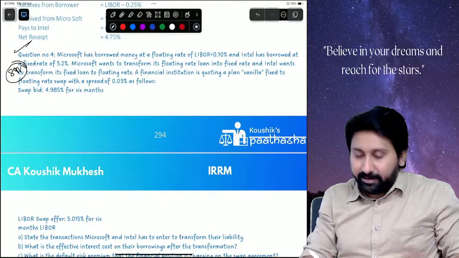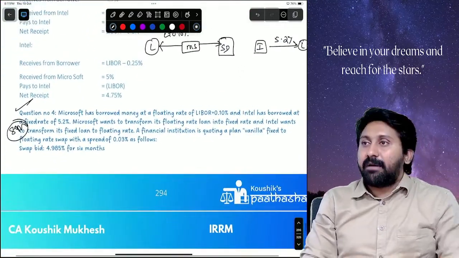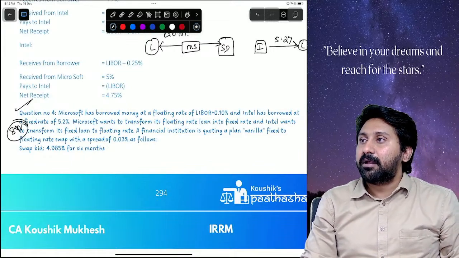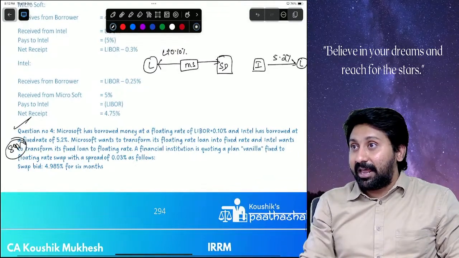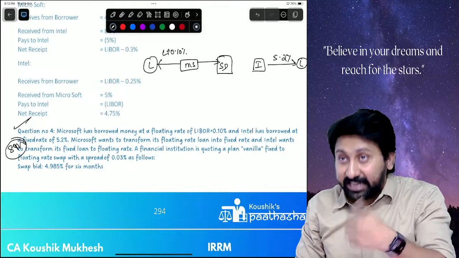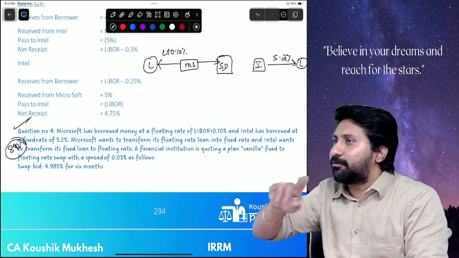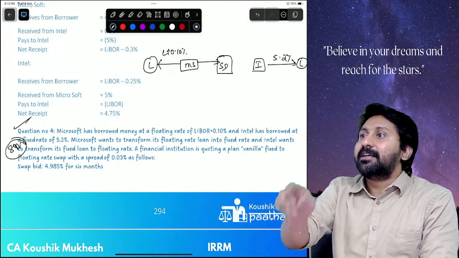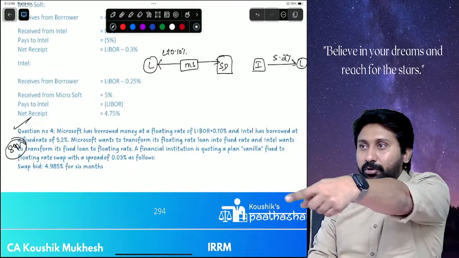Shall we start doing it? Tell me now. You tell me the transactions, not me telling the answers. Microsoft's original position is fixed or floating? Floating. It is happy or unhappy? Unhappy. Therefore, it wants to go to the swap dealer and swap its position. With Intel or the swap dealer? Do you know one point? Here in this question, Microsoft doesn't know Intel, and Intel doesn't know Microsoft. Between them, a swap dealer is standing, charging a commission. How the commission came, I showed you just now.